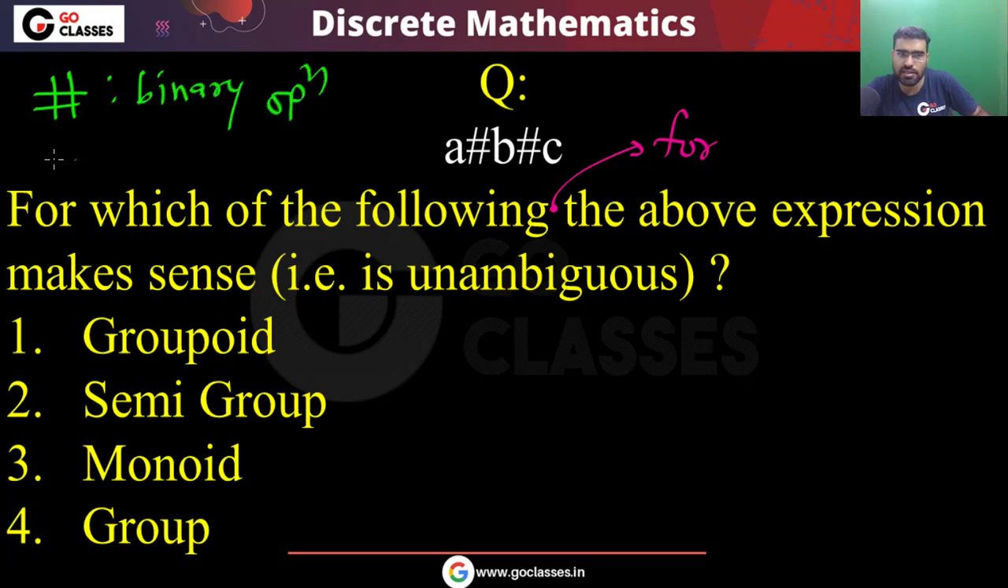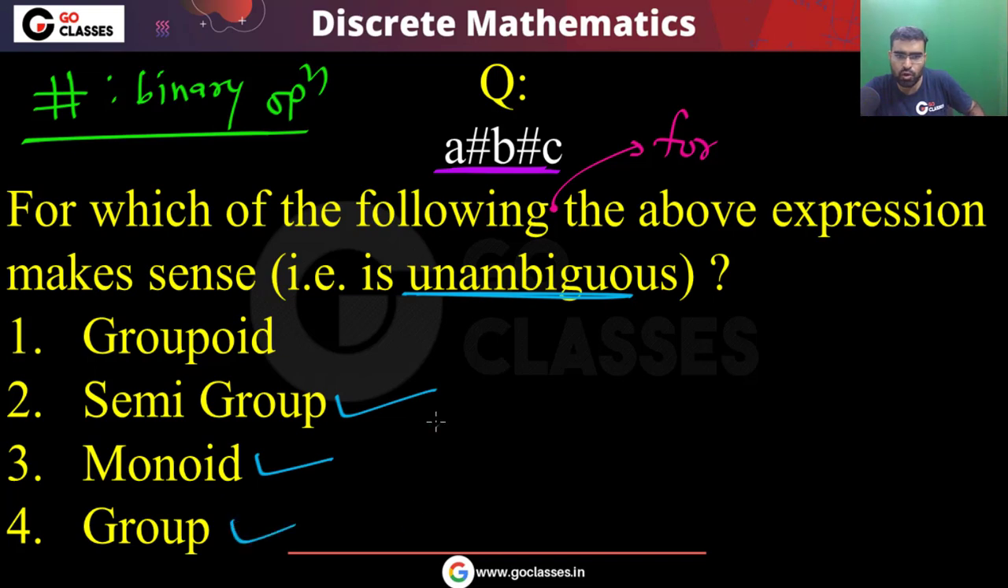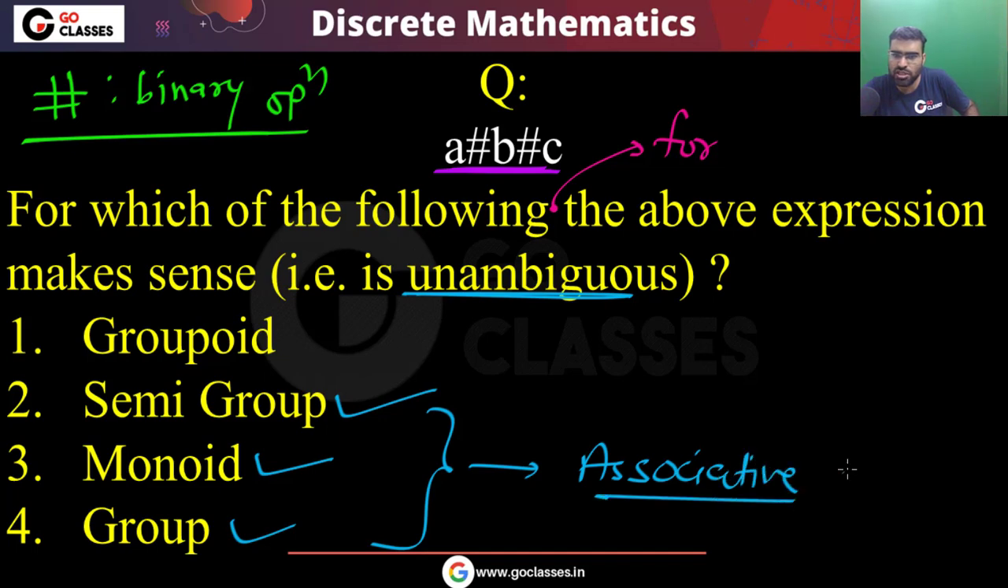This is a binary operation. So for which type of structure is the expression a has, b has, c, without parenthesis, unambiguous? The answer is these structures, because all of them have the associative property.